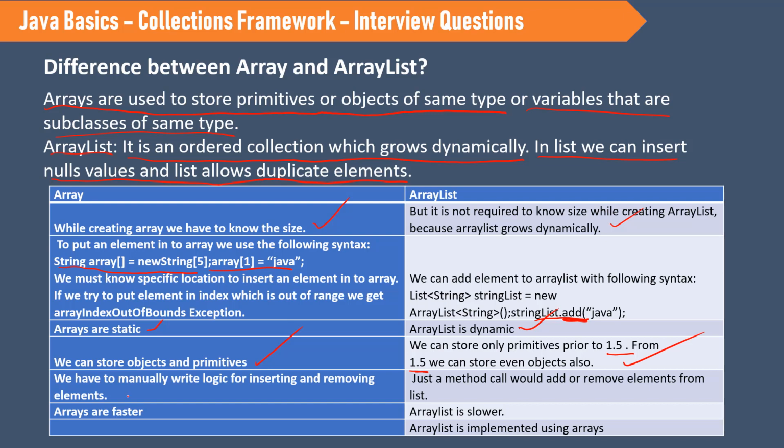And for inserting and removing elements from an array, we have to manually write the logic. But in array list we have methods like add and remove to add or remove any objects from the list. Arrays are faster, array list is slower. Array list is implemented using arrays.